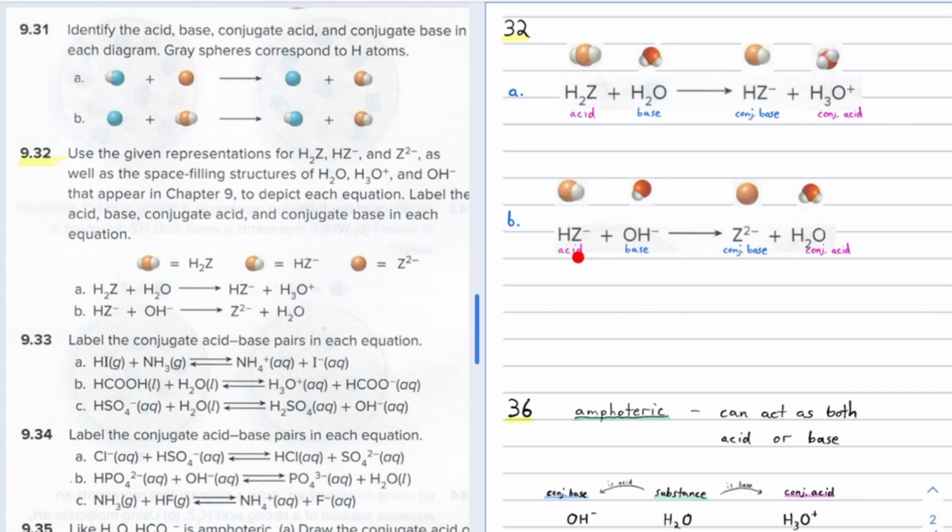After the HZ minus donates the proton, it forms the conjugate base Z minus 2. And hydroxide accepting the proton forms the conjugate acid water.